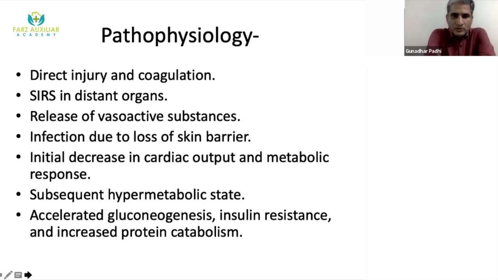There can also be accelerated gluconeogenesis to combat the stress response. And as we know, in all stress responses, there can be insulin resistance, there can be hyperglycemia, and this leads to a catabolic state. So burn injury is nothing but a hyperactive catabolic state where there is a rapid breakdown of the proteins and there is insulin resistance, and that leads to hyperglycemia, and that can lead to diabetes mellitus, stress-induced hyperglycemia.